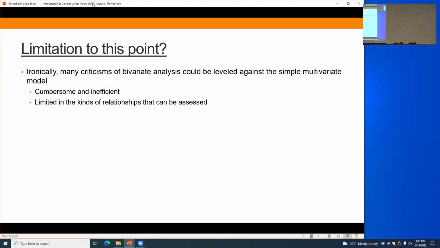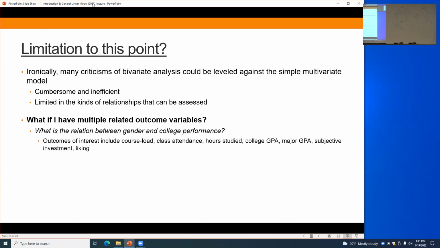Okay. Up to this point, limitations. We can also make criticisms of bivariate analyses and arguments against my simple multivariate model. Limiting ourselves to simple multivariate models can be cumbersome and inefficient. Remember, our simple multivariate model has multiple predictors and a single outcome. Well, what if I have multiple outcomes? I start to become limited in the types of things I can look at. So what if I have multiple related outcome variables?